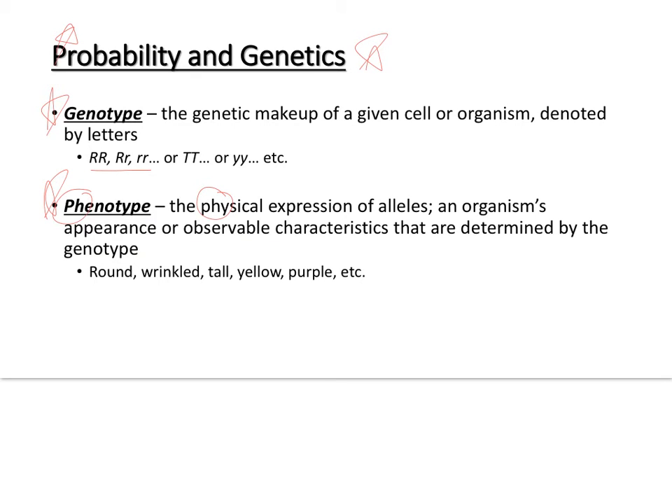So you have a genotype, which are what alleles you have, big R, and you have a phenotype, which is the characteristic that gives you. So big R gives you round seeds. Alright, so another way to kind of check yourself is a genotype should just be a couple of letters. A phenotype should be a descriptive word, right? Round, wrinkled, yellow, tall, whatever it might be.